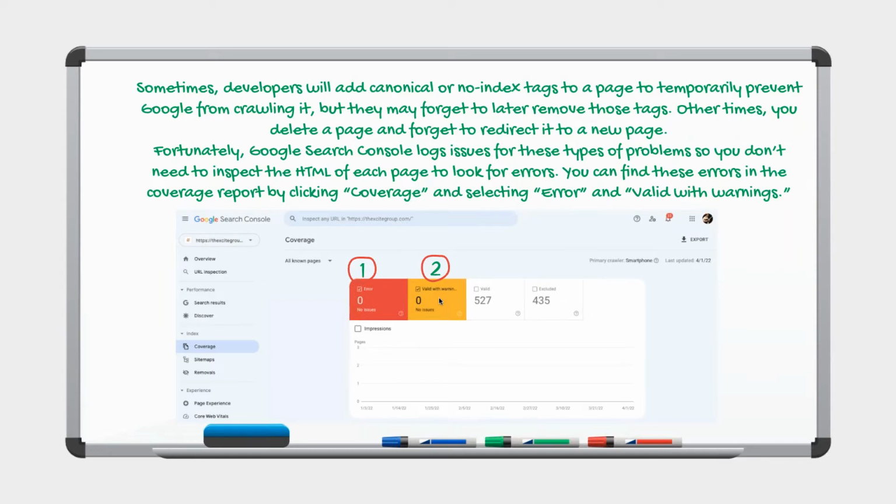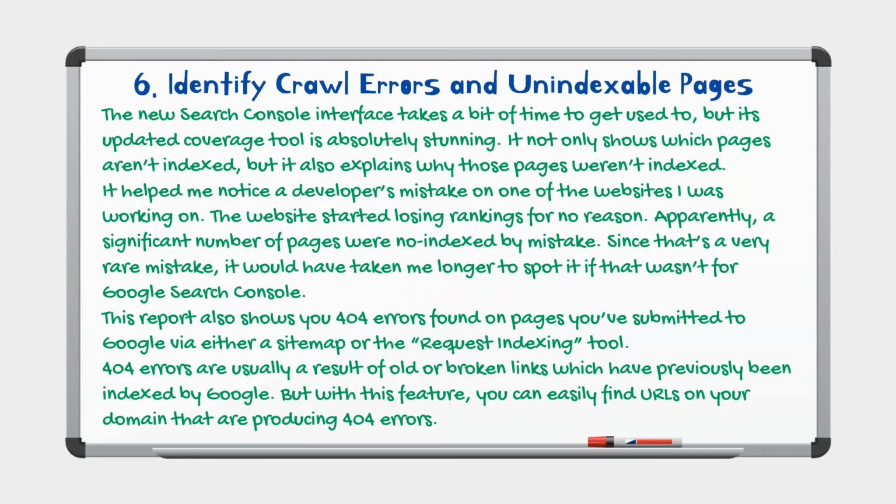If you had some, right below this date graph would be a list of those errors and valid with warnings. It will tell you exactly what pages they are, and it will also tell you how to fix it. So the new Search Console, for those of you who are familiar with Google Search, used to be called Webmaster Tools. The new interface takes a bit of time to get used to, but truly this coverage tool that we're talking about is absolutely stunning. It not only shows which pages aren't indexed or may have a problem with them, but it also explains exactly why these pages weren't indexed and lets me know how to fix it.